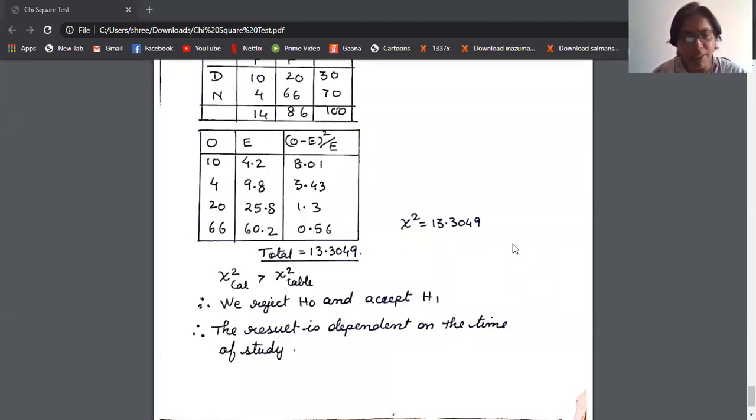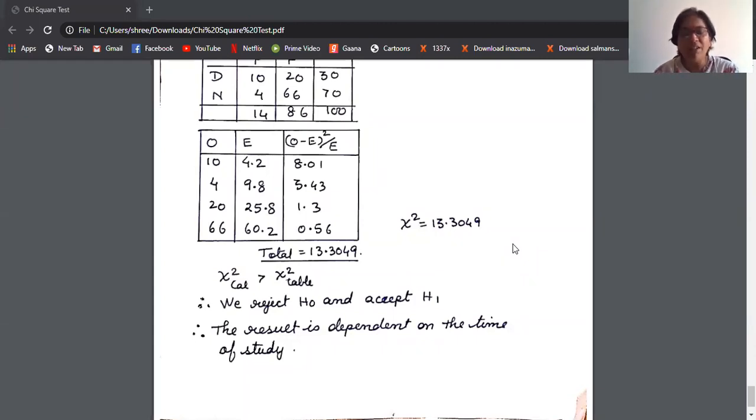Now, if it so happens that our value is greater than both the values given to you, then what are we going to do? We reject H naught and accept H1 at both the levels, because our value is greater than both of them. So we will reject H naught and accept H1 at both the values.